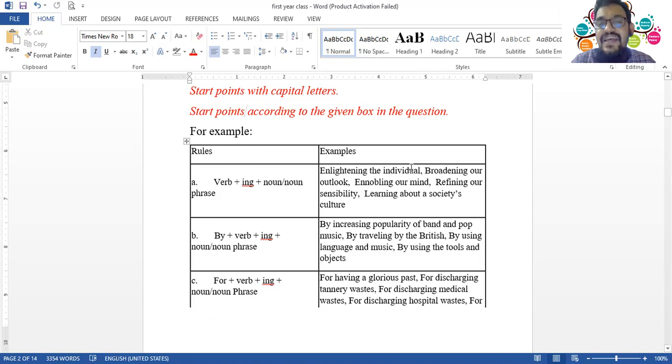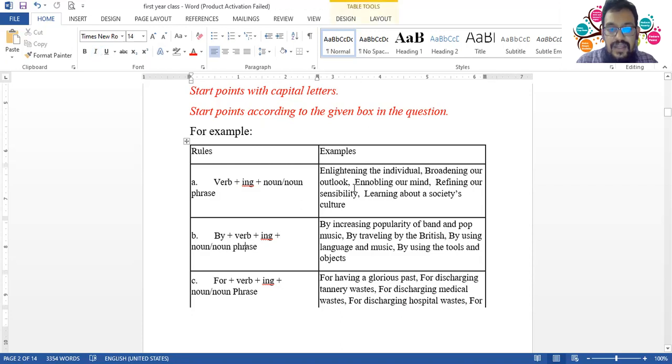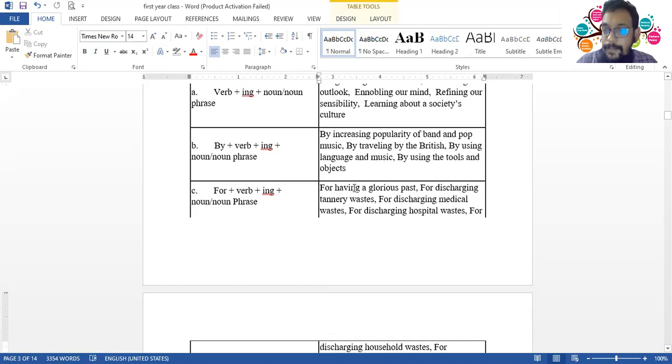Enlightening the individual. This is one of the examples. Enlightening the individual. The individual, the plus this word, is a noun phrase. Verb plus ing and noun phrase. Broadening our outlook. So our outlook is a noun phrase and broadening is verb plus ing. So this is the kind. Then by plus verb ing, verb with ing plus noun and noun phrase.